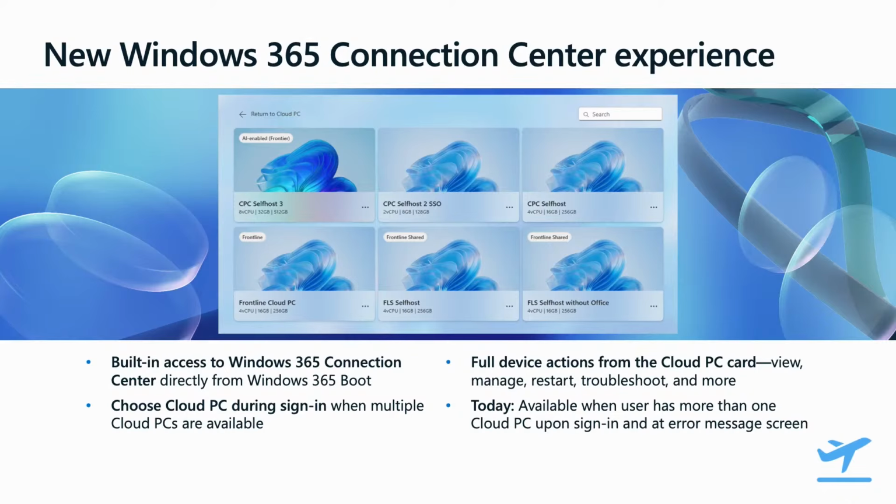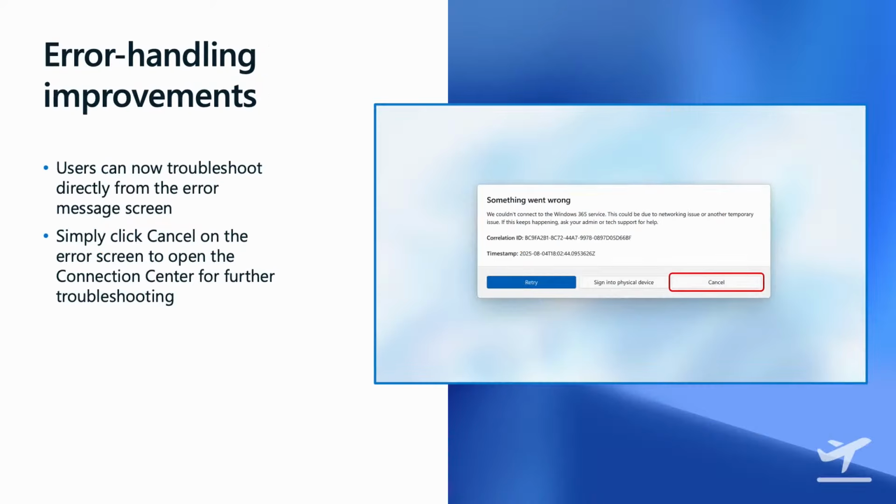That takes us to our new and improved error handling. We have improved error handling by allowing the user to click on Cancel if they see an error, which takes them directly to the Connection Center for further troubleshooting. This becomes very convenient if you want to see the status of your Cloud PC, as well as do a quick restart on your Cloud PC, and then you can get up and running quickly.